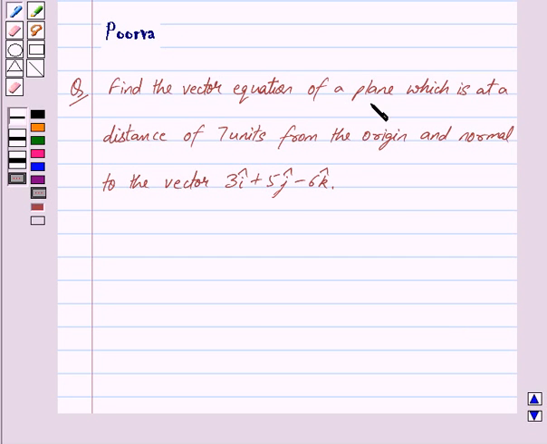Find the vector equation of a plane which is at a distance of 7 units from the origin and normal to the vector 3i cap plus 5j cap minus 6k cap.